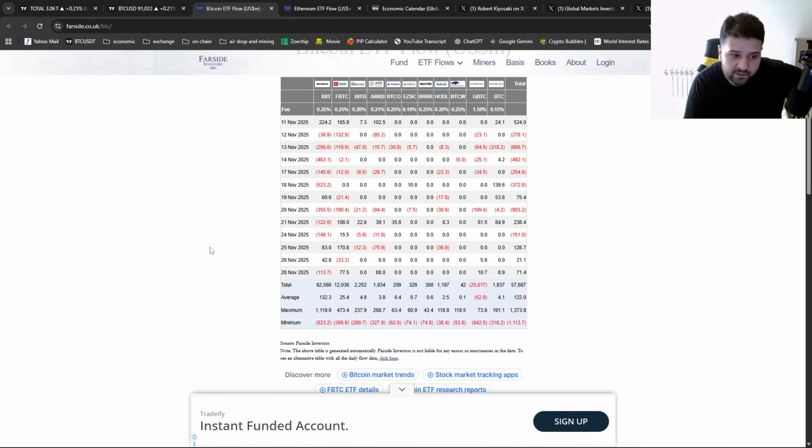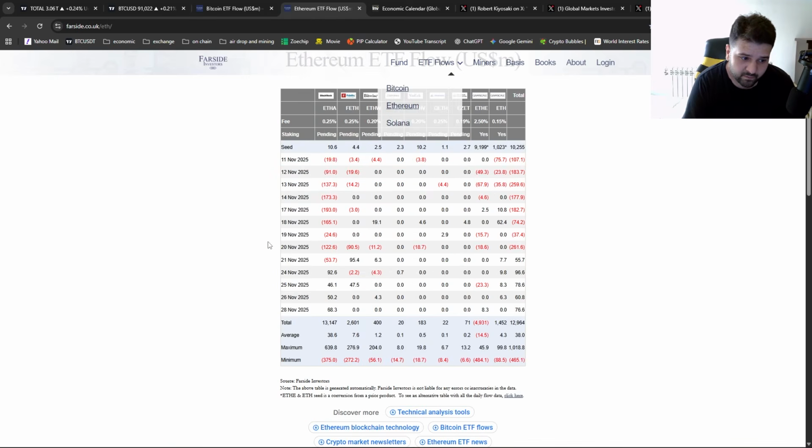The ETF data this week shows that on most days we witnessed significant outflows, except for 25 November, 26 November, and 19 November. But the rest of them we had huge outflows from the ETFs. We also saw the same thing with Ethereum.